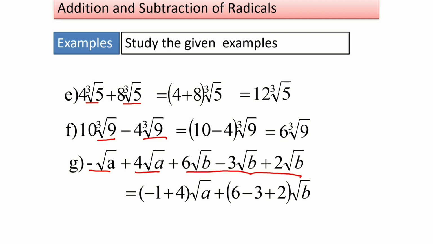So our answer here is 3 square root of A plus 5 square root of B. This is now our answer since we cannot combine them anymore because they are of different radicals.